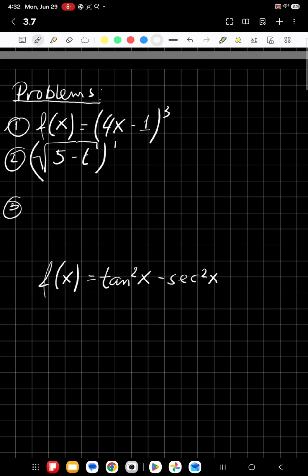So problem 3 looks like this. So f of x, and then we have sine, and then the inside function is tangent of 2x. Okay, so this is problem 4. Problem 5.